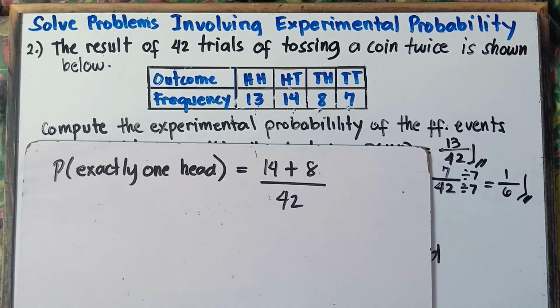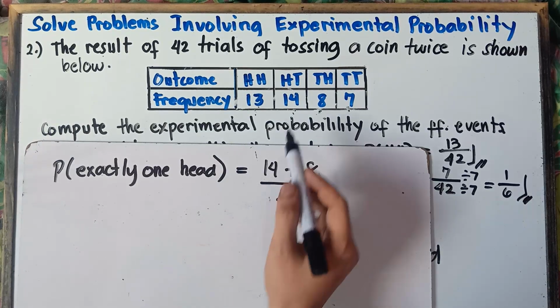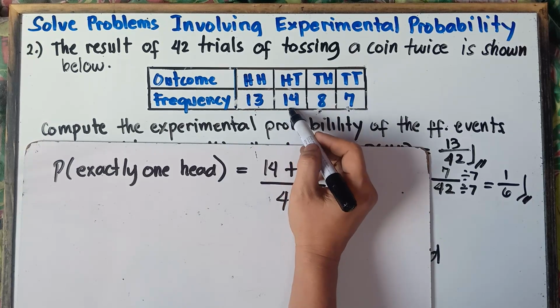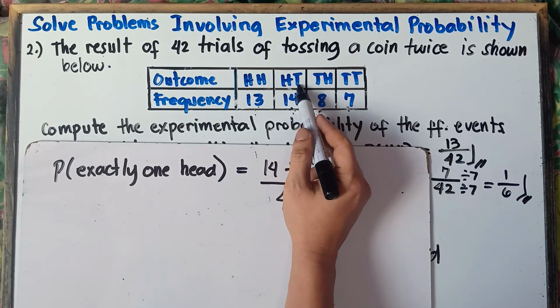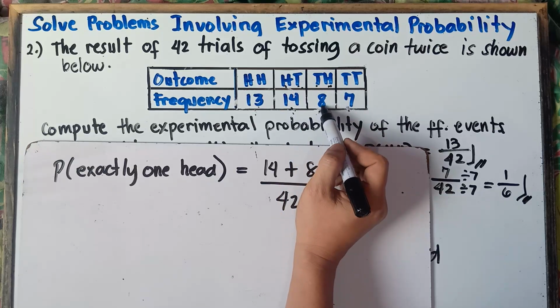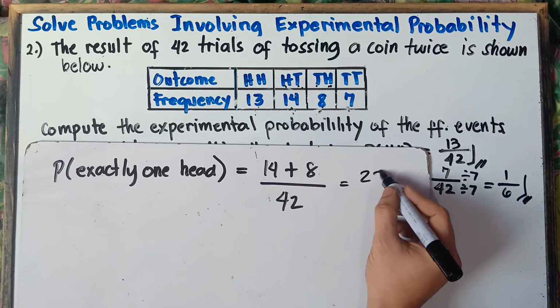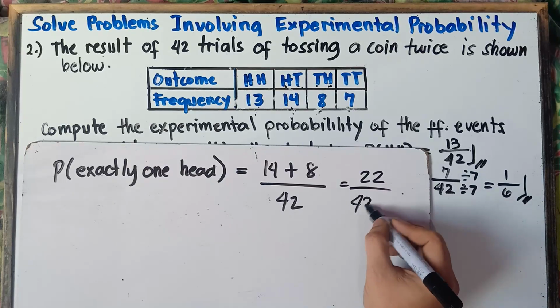I hope, class, you're not confused. Probability of getting exactly 1 head. So we have this one, the frequency is 14, exactly 1 head: head and then tail. This one is also exactly 1 head: tail and then head, that would be 8. So 14 plus 8 would be 22, all over 42. Can we reduce?